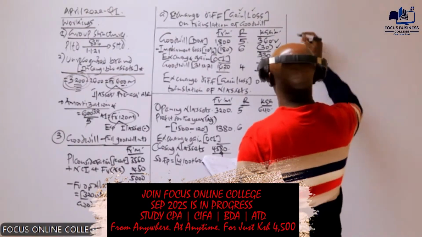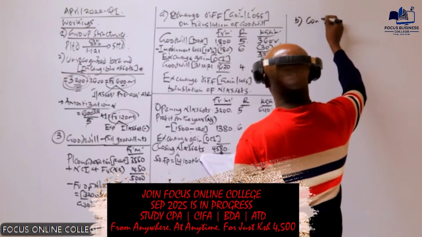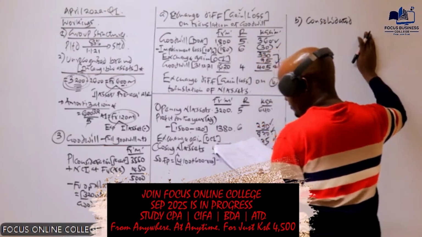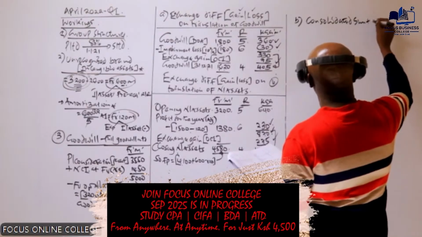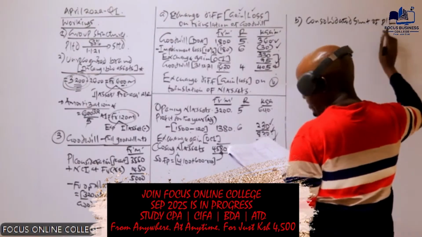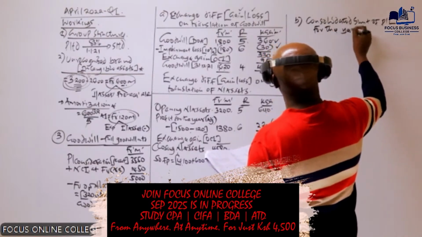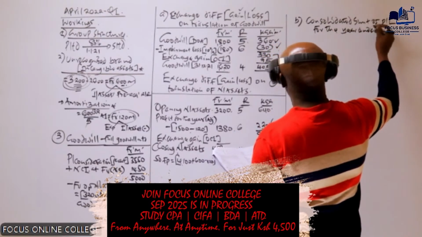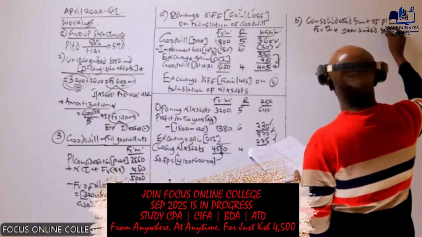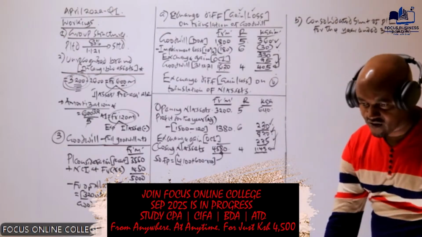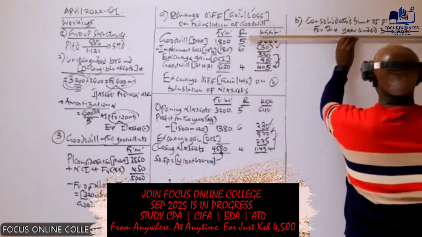Part B, what are we required to do? We are required to prepare the consolidated statement of profit or loss, which is basically for the year which ended 31st of December 2021.